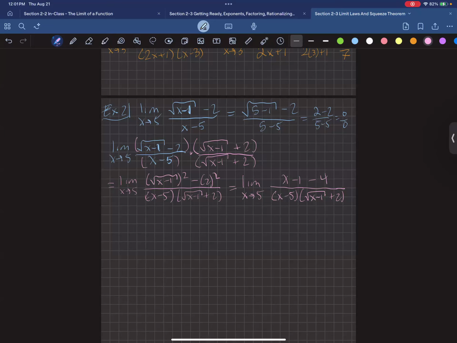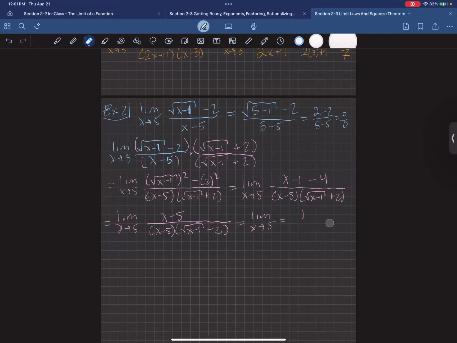I have limit as x approaches 5. I clean up the top. I get x minus 5 over x minus 5 times square root of x minus 1 plus 2 on the bottom. Notice that the x minus 5's now cancel, and you would never have noticed it if you had multiplied it out. That's sloppy. I'm going to write that a little bit smaller. So if I plug in 5, I get 1 over square root of 4 plus 2, which is 1/4.